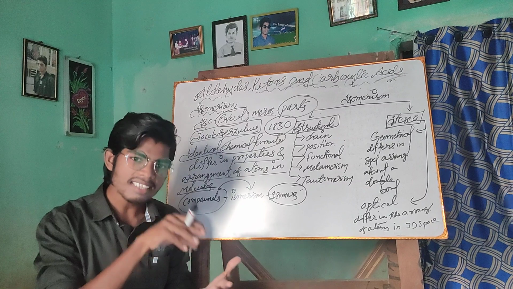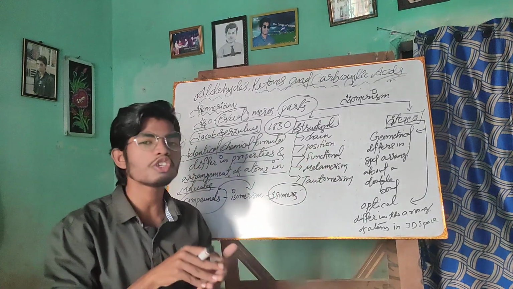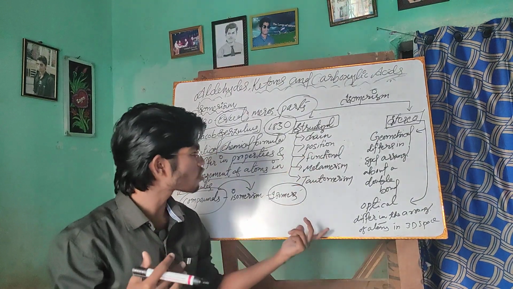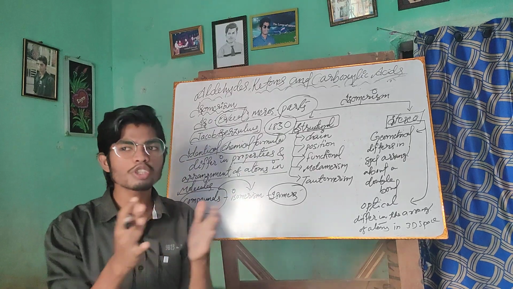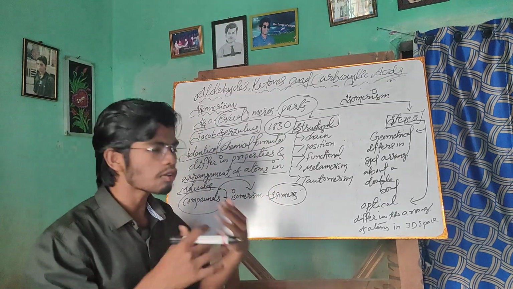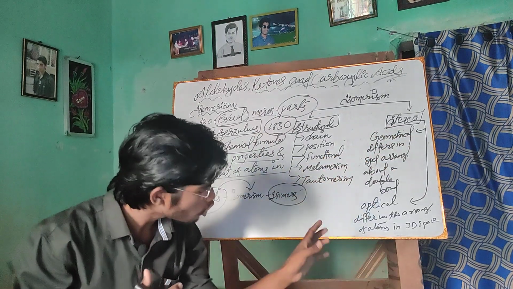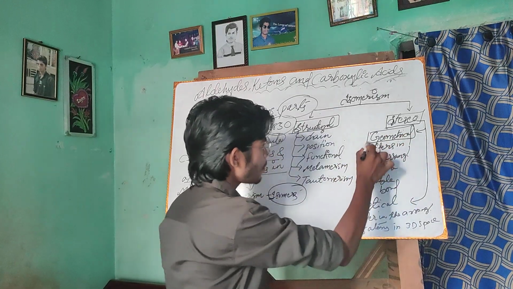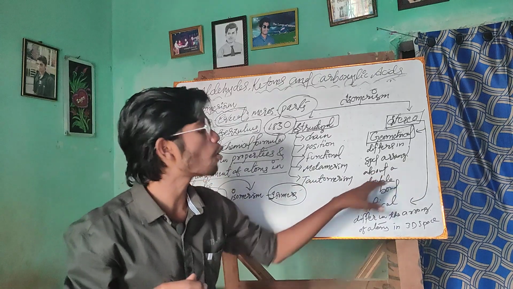That means the aldehydes and ketones can show isomerism. The aldehydes and ketones can show chain isomerism, position isomerism, functional isomerism, metamerism and tautomerism. But how these aldehydes and ketones can show these types of isomerisms, that we will discuss. And here the stereoisomerism is divided into two types. One is geometrical isomerism, in which the isomers differ in the spatial arrangement about a double bond.